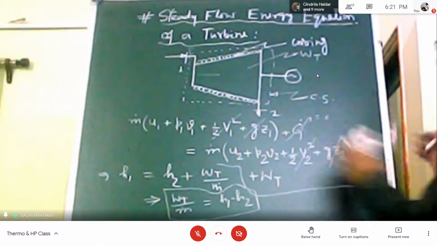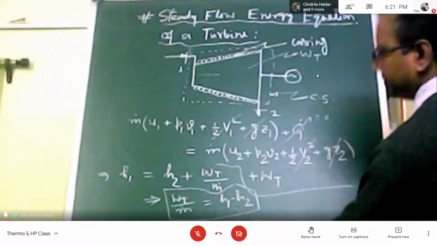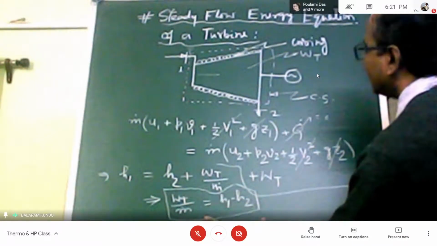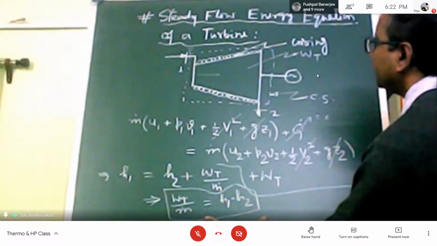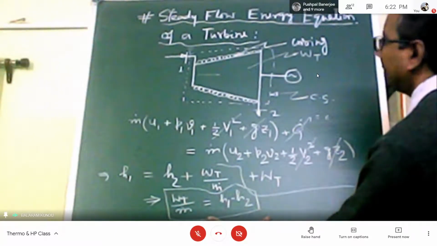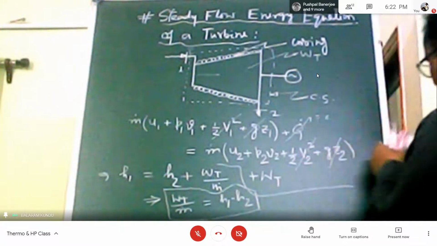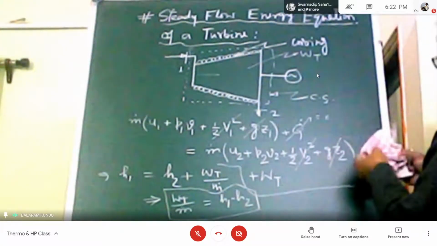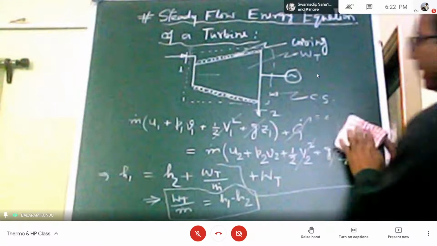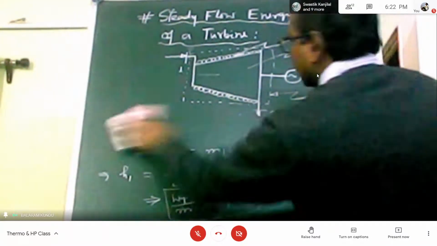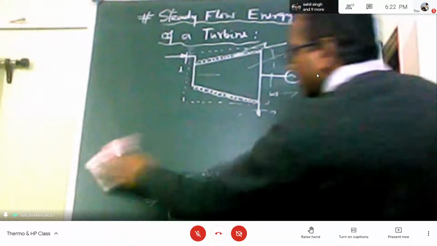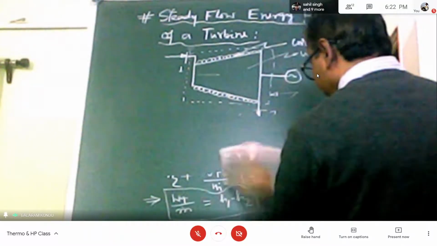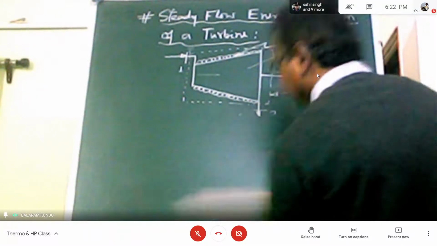So this is your equation. It is a very simple equation, a simple mathematical expression, and that is the steady flow energy equation of a turbine. Now, from a practical point of view, you have to know something about the turbine. A turbine can be classified on the basis of principle of operation.